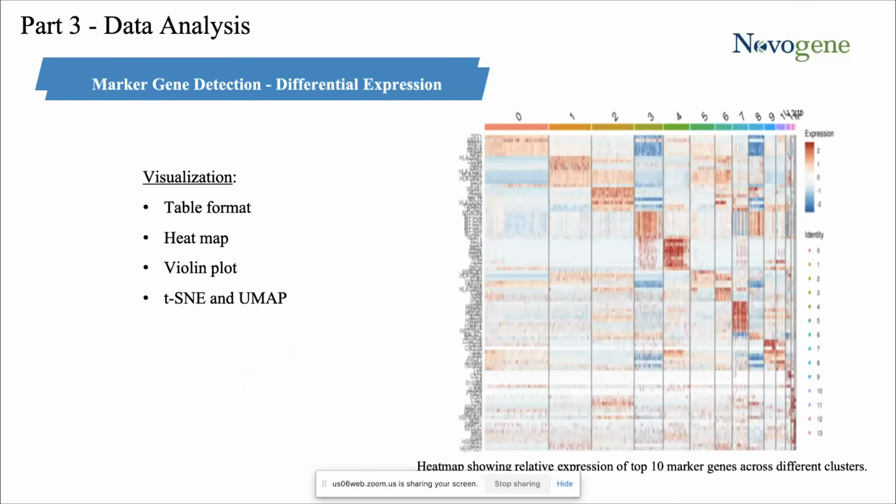To report marker genes differentially expressed among cell clusters, we summarize them in a table, as well as showing them in a heat map, a violin plot, and in t-SNE and UMAP plots. And on the right side of the slide, a heat map showing marker gene expressions in different clusters is shown.